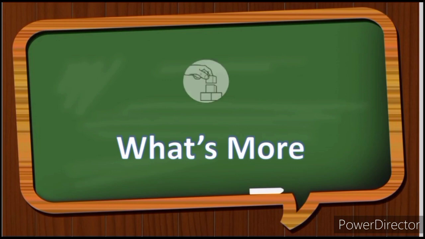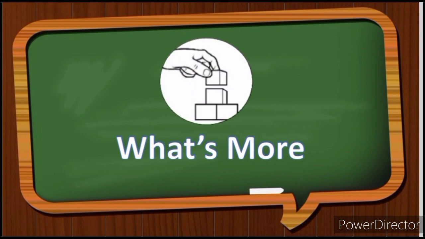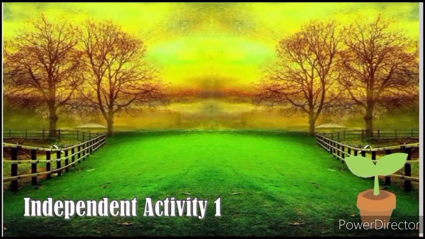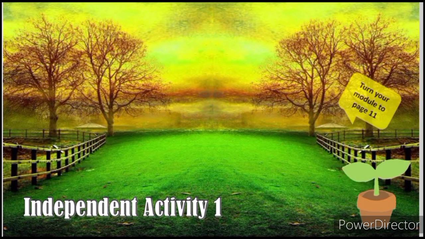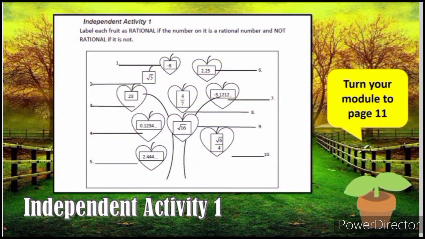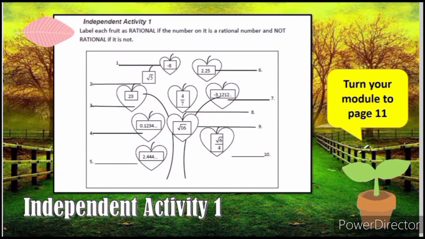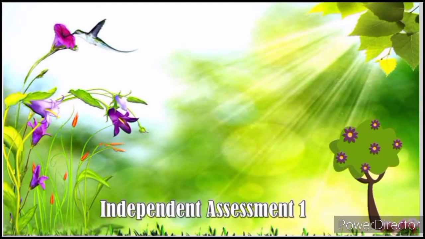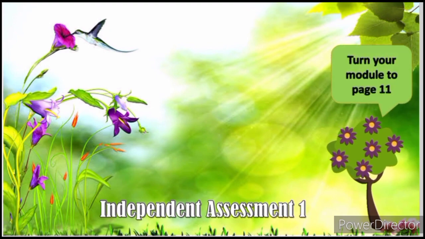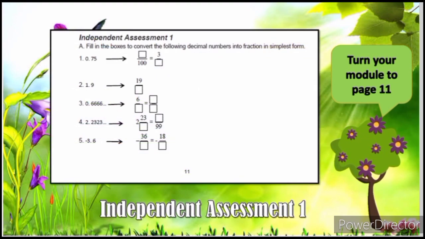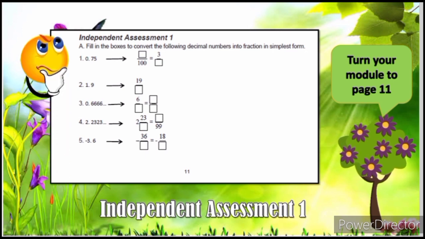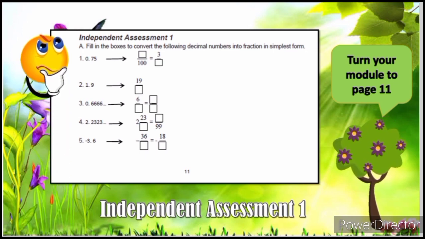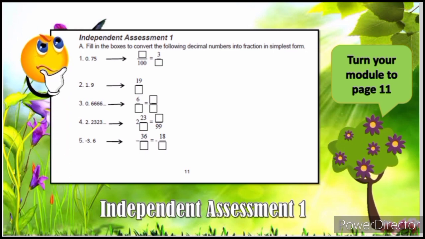What's more? Dependent activity number 1. Label each fruit as rational if the number on it is a rational number and not rational if it is not. Independent assessment number 1. Turn your module to page 11. Fill in the boxes to convert the following decimal numbers into fraction in simplest form.